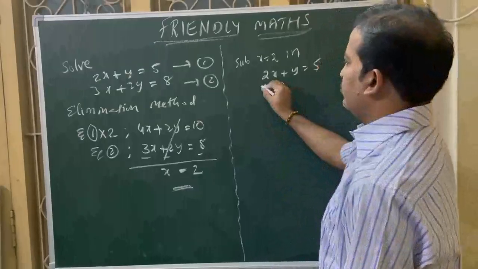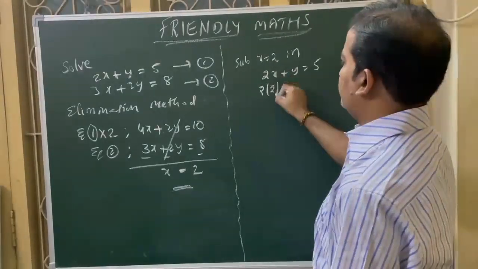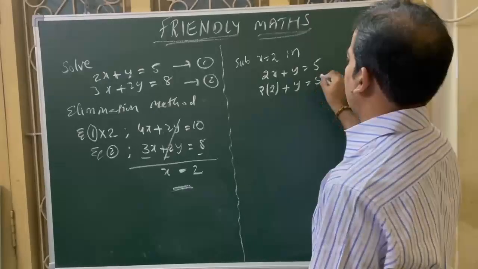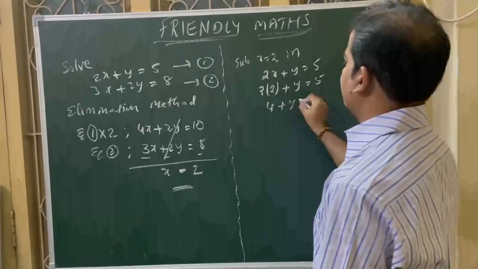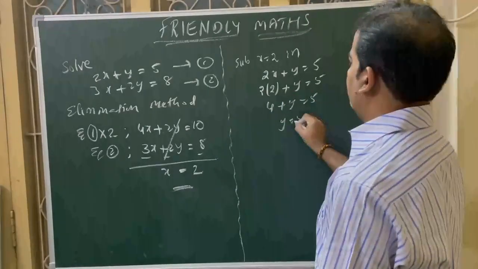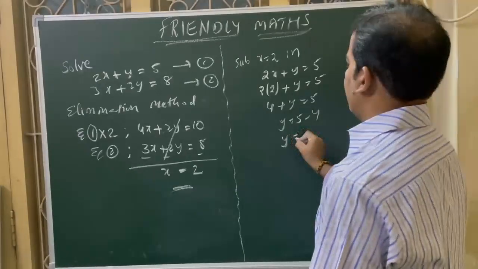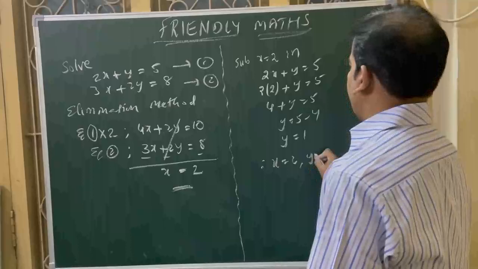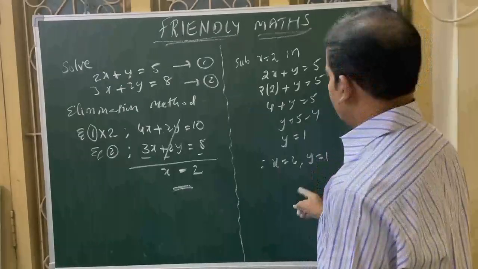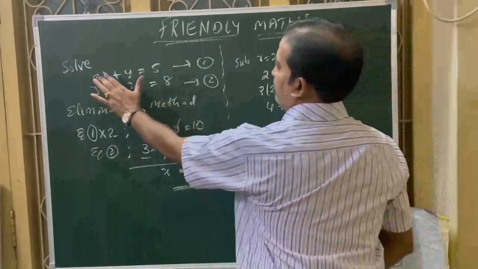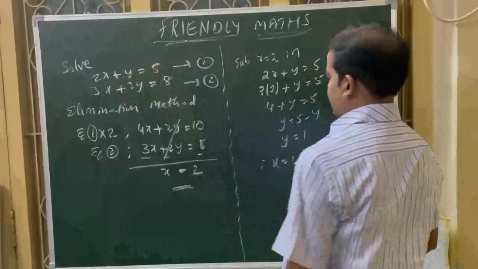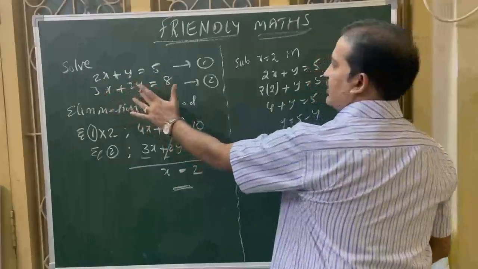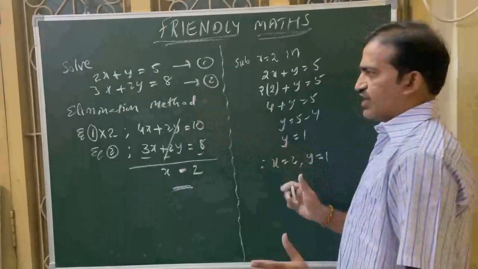2 into what is the x value? 2 into 2 plus y is equal to 5. 4 plus y is equal to 5. y is equal to 5 minus 4. y is equal to 1. Therefore, what is the solution? x is equal to 2, y is equal to 1. Then you verify. 2 2s are 4 plus 1 is equal to 5. 3 2s are 6 plus 2 1s are 2. 6 plus 2 is 8. It's okay.